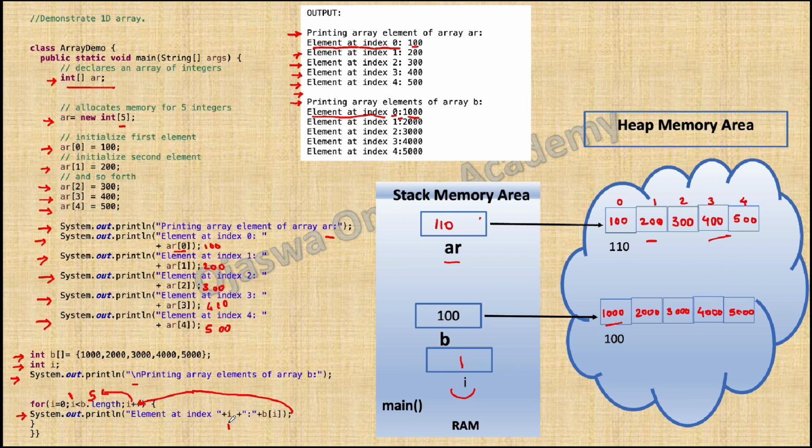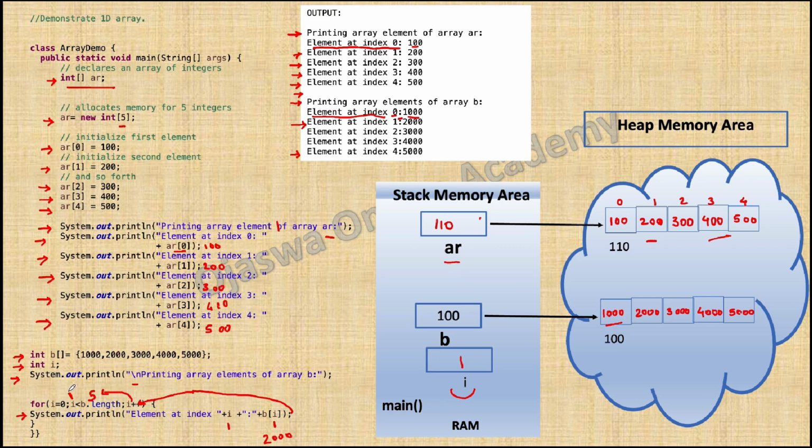Hence the statement inside the for loop is executed. Element at index I, that is 1, colon, b of I, that is b of 1, is 2000. This will be printed to the console. So you get the next output. Now after this statement is executed, again the control goes to I++. I is incremented.